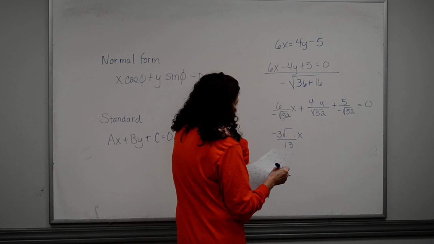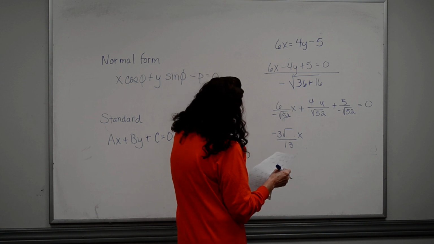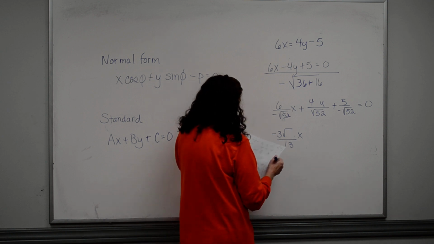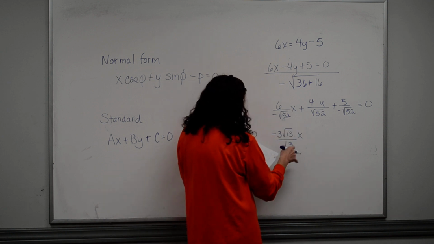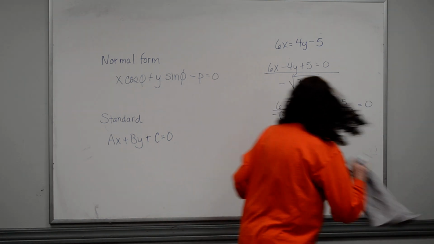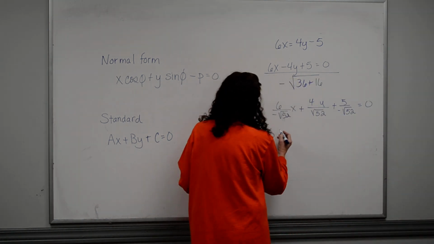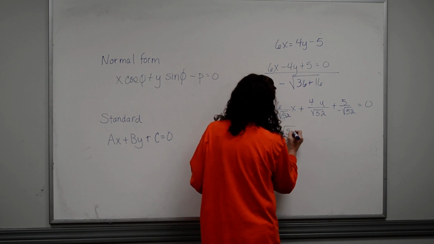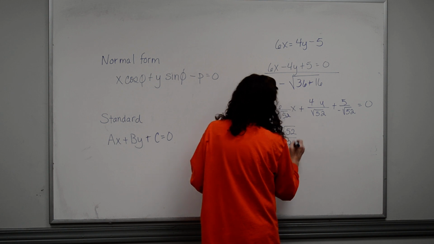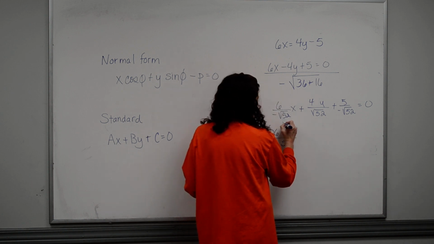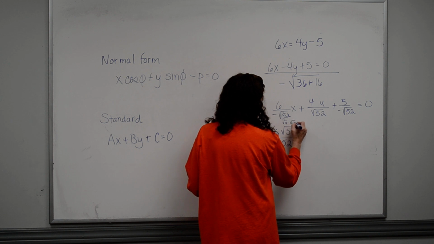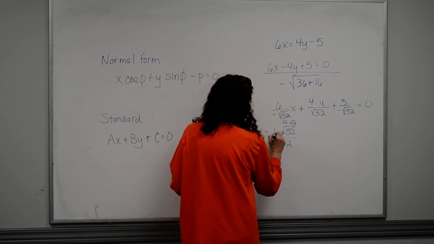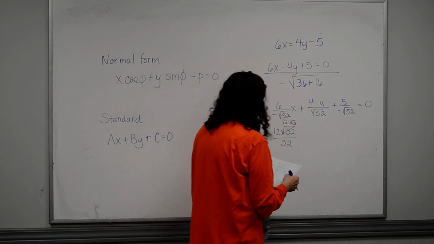Because 52 is, let's see, 13 times 4, so I take the square root of that. So when I break it all down, I get to there. Maybe I better show you that. Okay, so I've got 6 times the square root of 52 over 52. But this is equal to 4 times 13. So the square root of 4 times the square root of 13. So square root of 4 is 2. So I've got 12 over 52, which is going to reduce down.